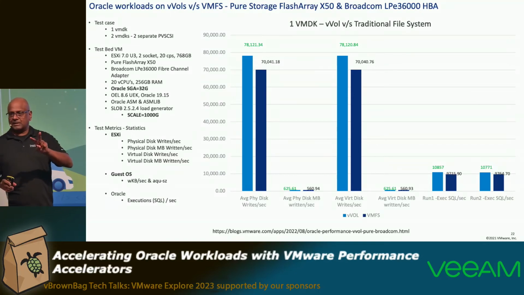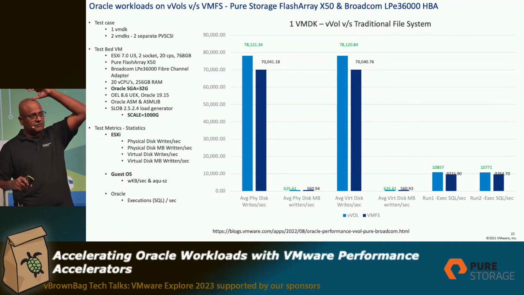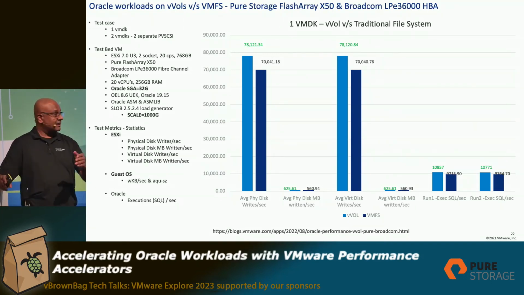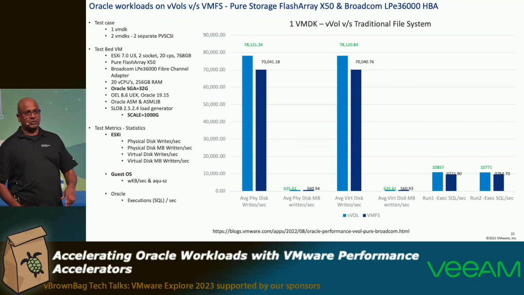I had 2 VMDKs, right? And 1 VMDK, PV-SCSI controller, all best practices, set up on VMFS, and I ran SLOB. I don't know if people know what SLOB is, but it's a silly little Oracle benchmark written by Kevin Closson, a good friend of mine. The only thing it does is send IO. And what I did here was set the Oracle SGA to 32, which means I am pushing a lot more IO from the Oracle database down to the disk.